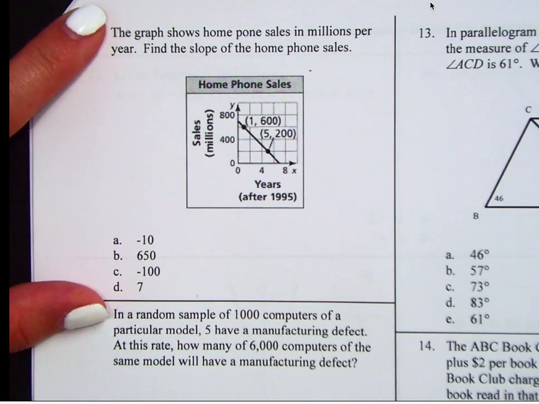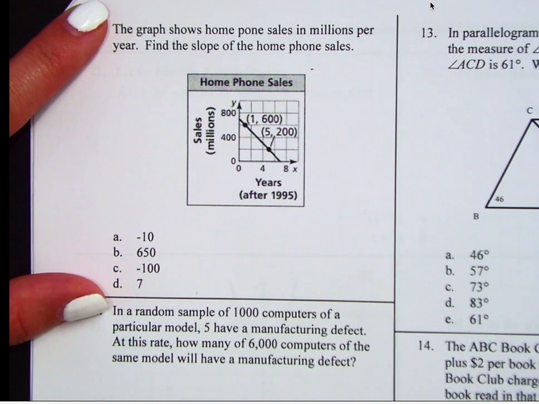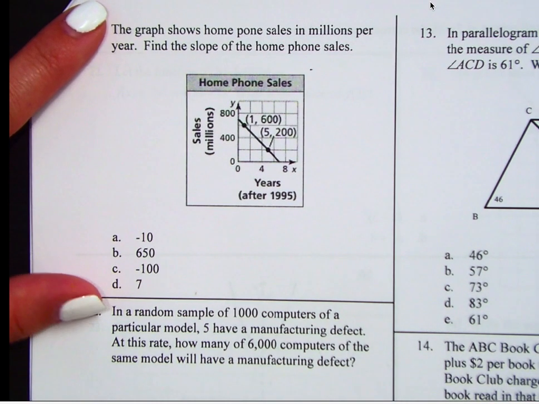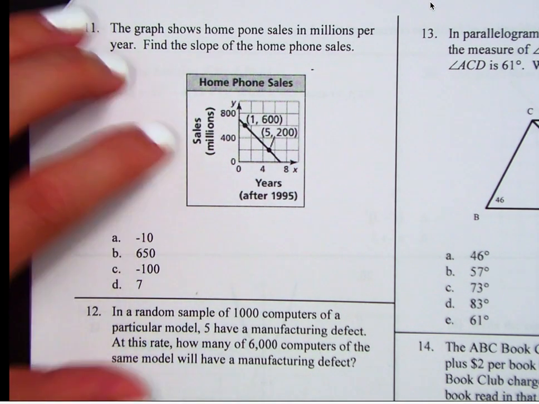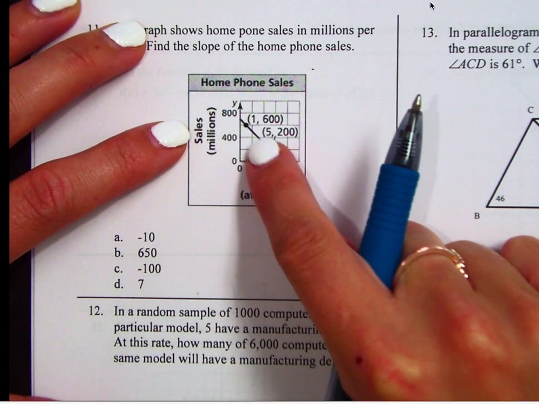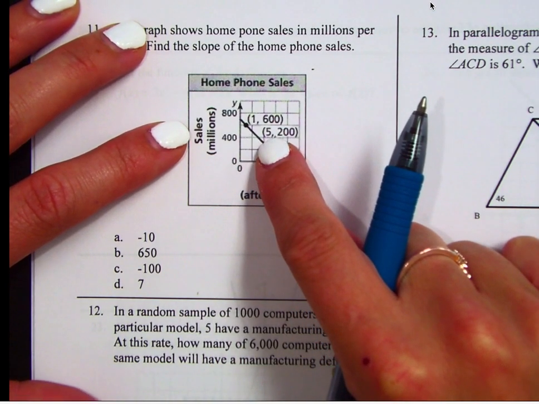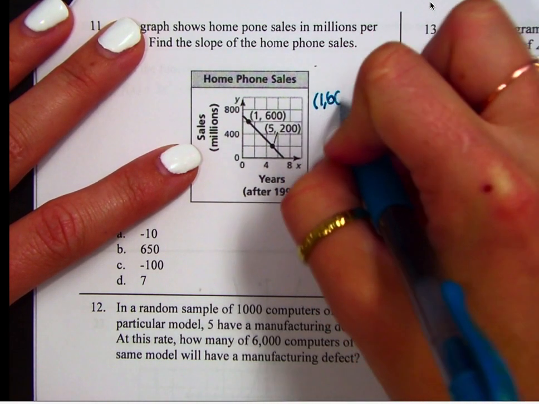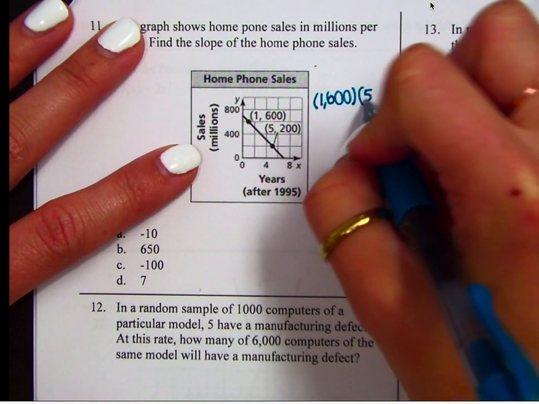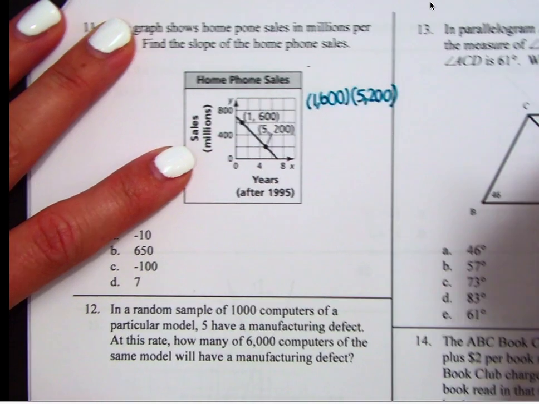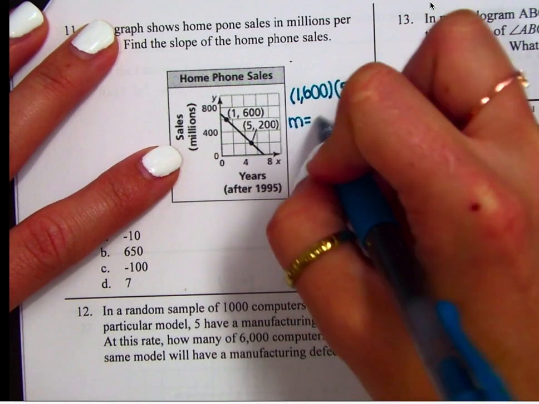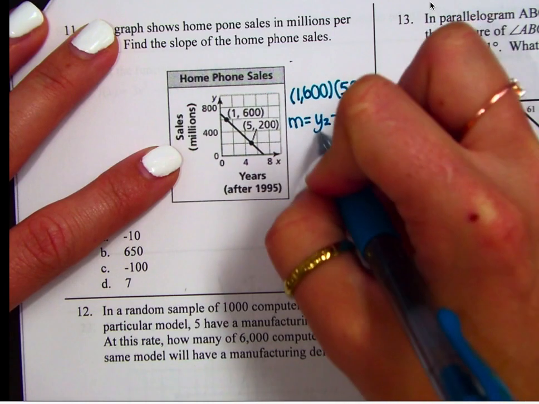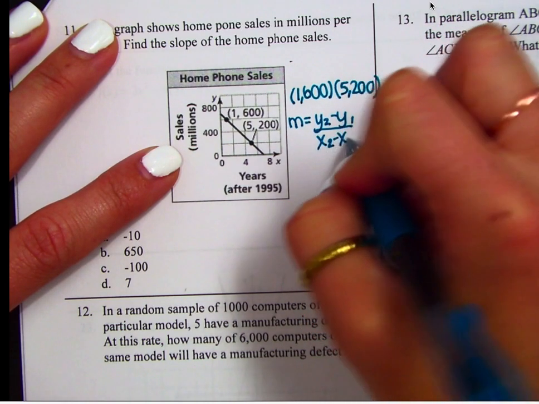Next, we're looking at home phone sales, in millions per year. We're going to find the slope of the home phone sales. So all we're going to do here is look at these ordered pairs, and we're going to use the slope formula. So I have 1,600 and 5,200, and here's my slope formula: y2 minus y1 over x2 minus x1.